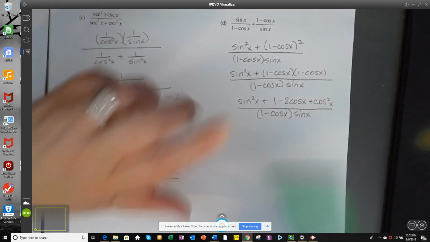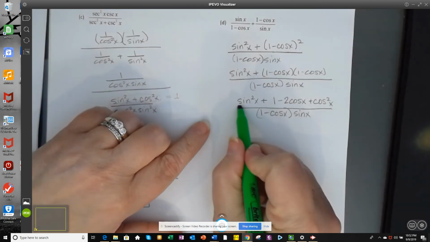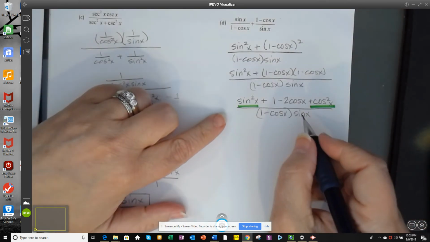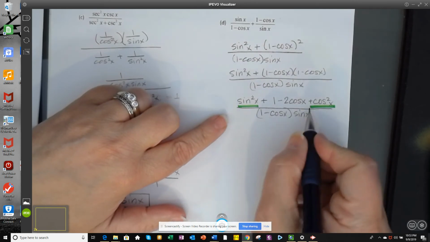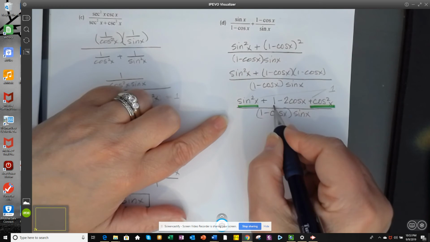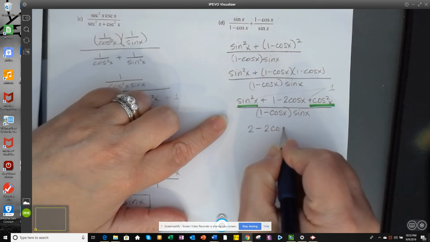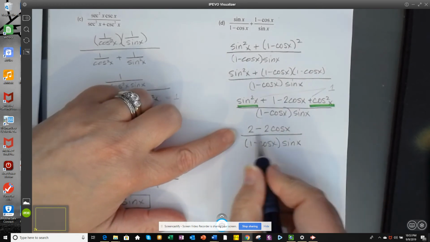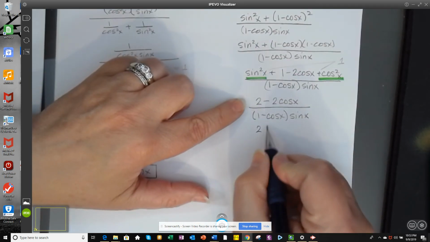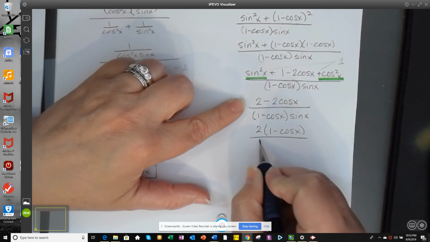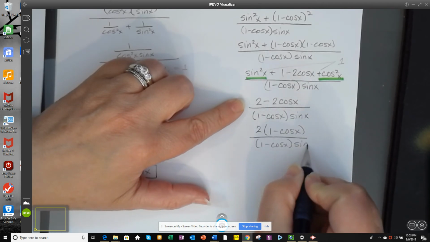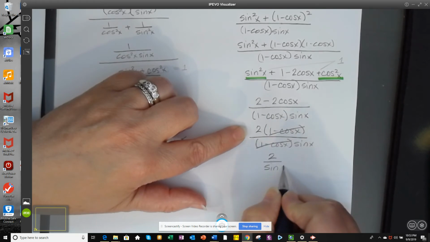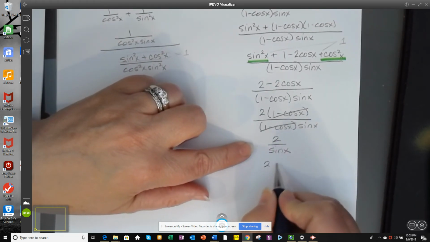And hopefully you're getting a little bit better at noticing some things. Do you see a sine squared x and a cosine squared x up here? And what does that equal when you're adding them together all at once? 1. Yes, something wonderful just happened. So these two things equal 1, and 1 plus 1 is 2. So we get 2 minus 2 cosine x all over 1 minus cosine x times sine x. And I'm noticing that I can factor a 2 out of this numerator, and I get 2 times 1 minus cosine x over 1 minus cosine x times sine x. And now these are factors, and I can cancel those because they're factors, and I get 2 over sine x. But 1 over sine x is cosecant, so this is 2 cosecant x.